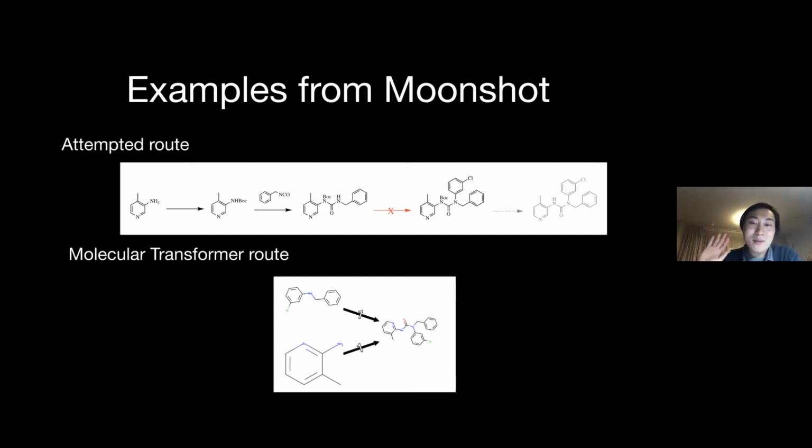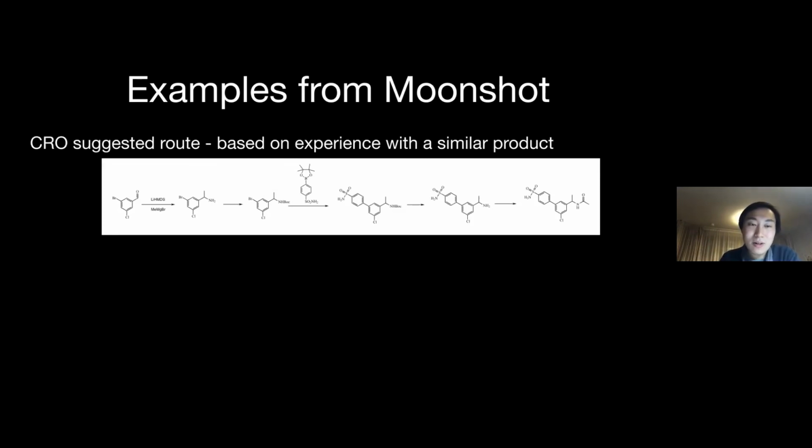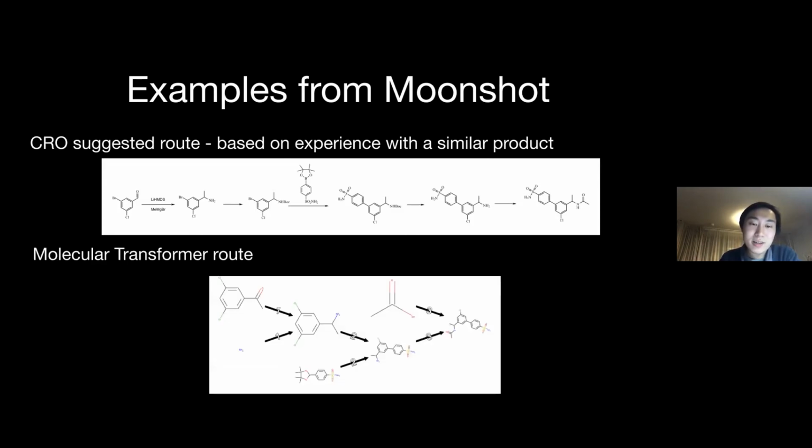These are really simple, you know, freshman chemistry. But again, the algorithm is able to rapidly decide which compounds are actually makeable using easy building blocks, which compounds are not. Another example where the CRO suggested this route on the top is a 5-step synthesis. They suggested it based on experience with a similar product. A molecular transformer suggested a 3-step route, which is a lot easier to execute. And again, the reason why we know that route existed is because we have access to real-time building blocks.